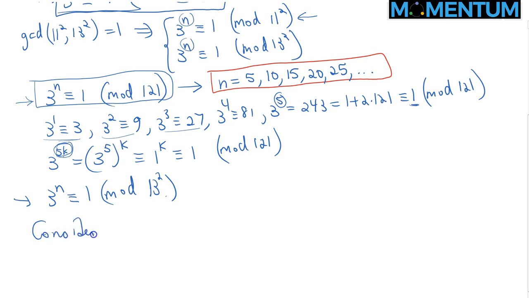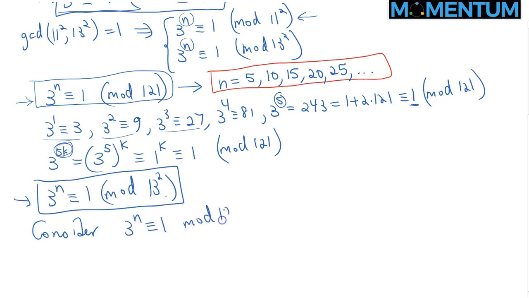Consider, so we want to solve this thing now. We consider what happens to 3 to the n congruent to 1 in mod 13. Does that make sense? So therefore we are looking for values of n that are congruent to 1 in mod 13 square. If a number, so consider 3 to the n as your number, is congruent to 1 in mod 13 square, do you guys agree that that number will also be congruent to 1 in mod 13 as well?